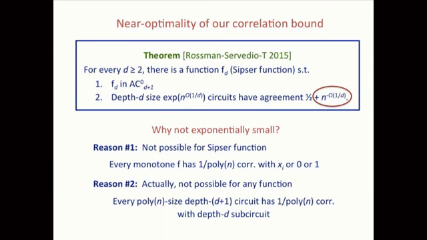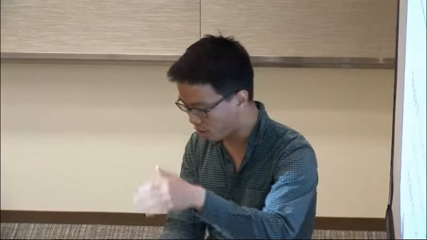If you force the function to be in depth d plus 1, which it has to because of the name of the game, it's a standard result that any depth d plus 1 circuit has 1 over poly n correlation with one of the depth d circuits that feed into the top gate.